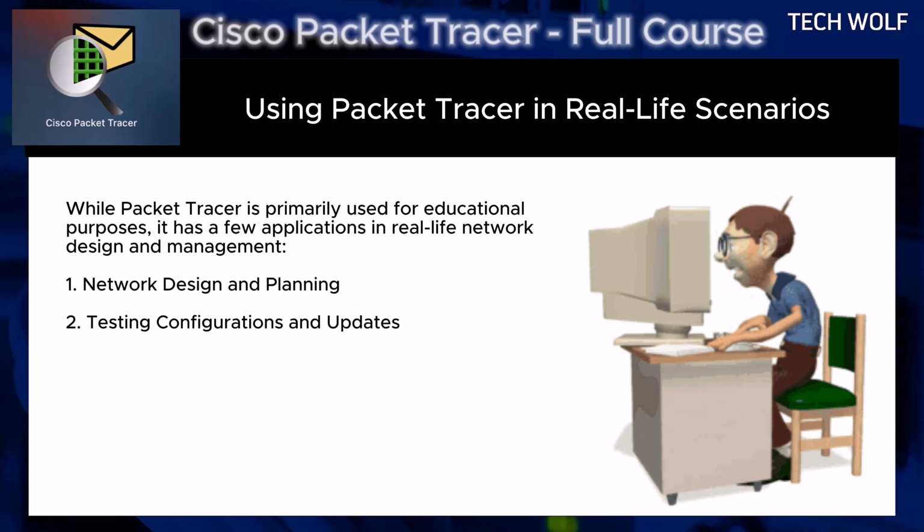And the next real-life example would be testing configurations and updates. IT teams in real-life scenarios often need to roll out new configurations or updates to network devices, and using Packet Tracer they can simulate these configurations first to observe any potential issues. For example, an organization wants to implement a new VLAN or virtual local area network configuration across multiple switches. The network team can simulate this configuration in Packet Tracer, testing for connectivity between departments, access controls and security measures to ensure no disruptions occur.